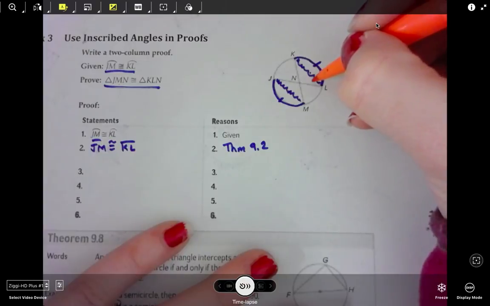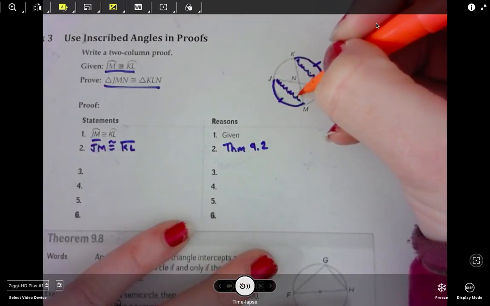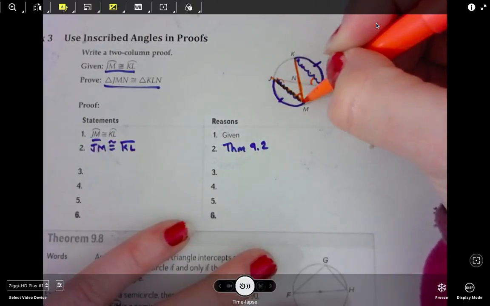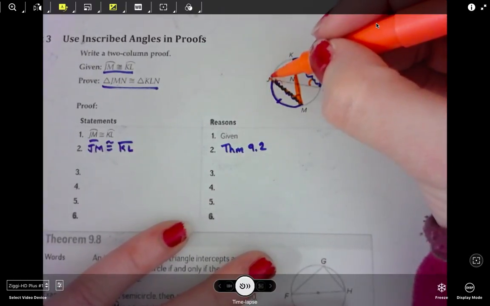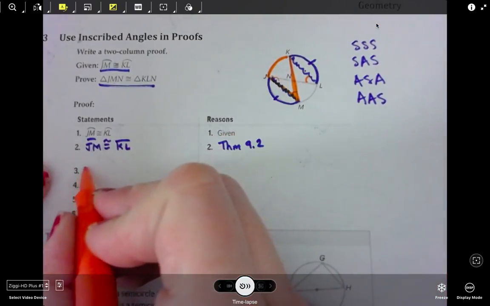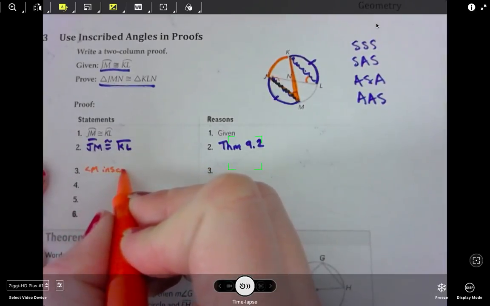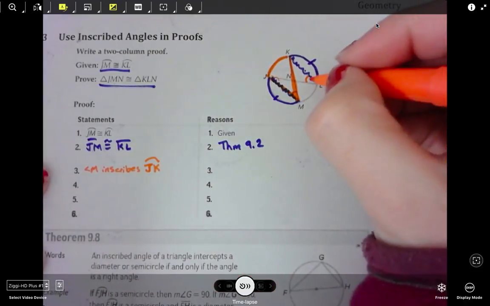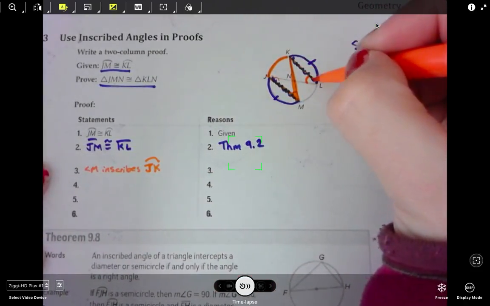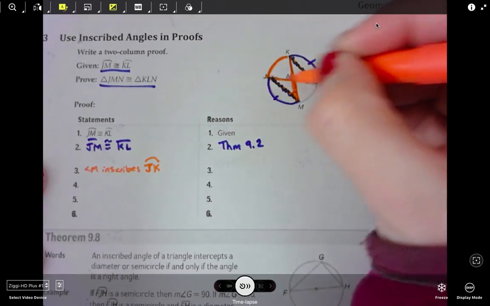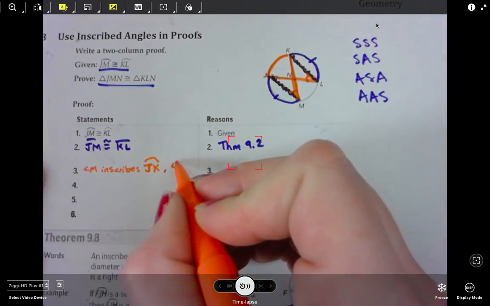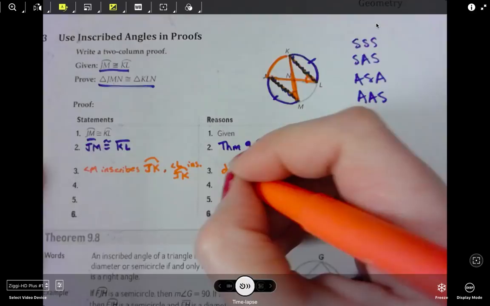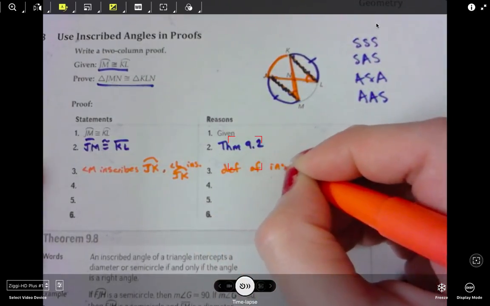Let's talk about angle L for a second, and let's talk about angle M for a second, okay? M is made from these two line segments. So M is the inscribed angle that's made up of JK. So let's say angle M inscribes arc JK, and angle L, his two sides are made up of this line and this line. So angle L also inscribes arc JK. Okay? And that's like a definition of inscribed angle.